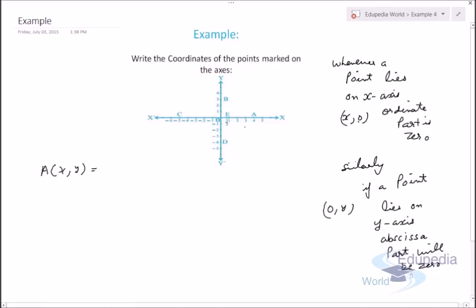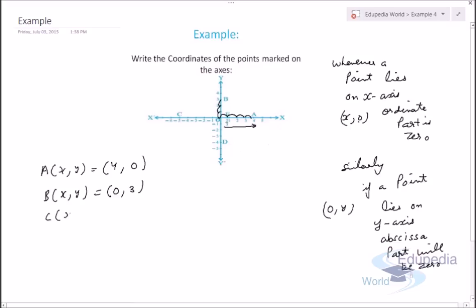Now in this part we can clearly see that A lies on the x-axis, so its ordinate part will be 0. We need only the x part, or abscissa. It is 1, 2, 3, 4, so the point will be 4 and 0. Now B, x, y. The point B lies on the y-axis, so its abscissa will be 0. The ordinate will be 1, 2, 3, so it will be 0 and 3.